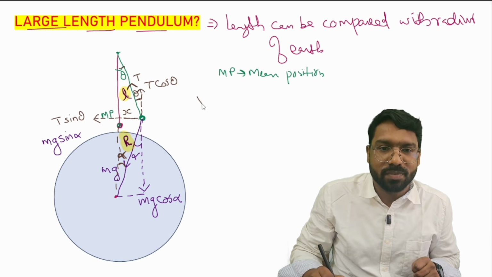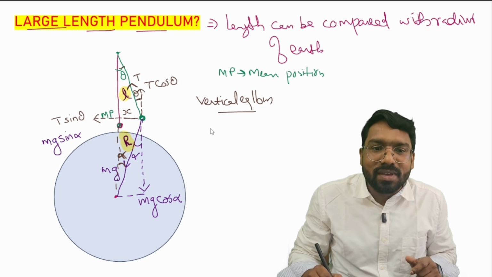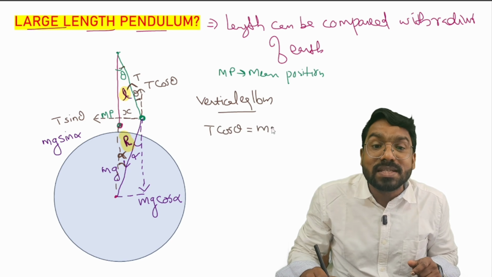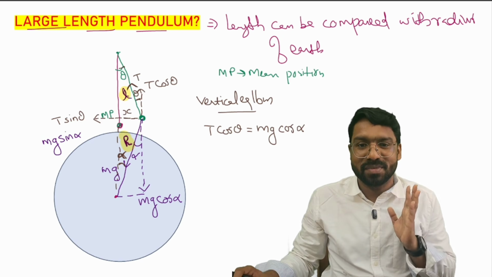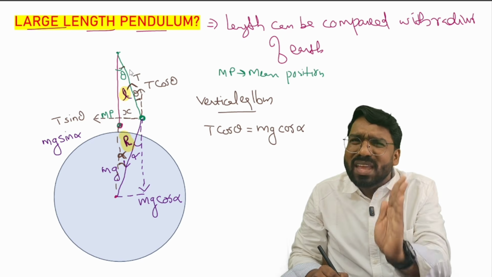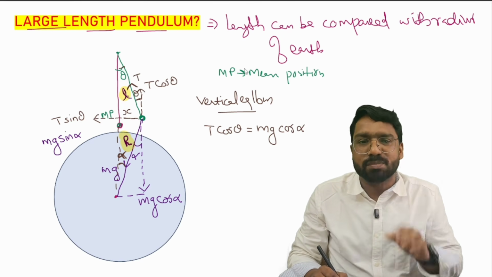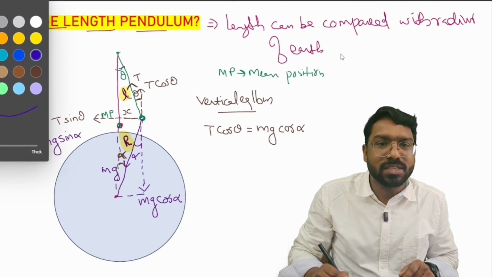Now take the vertical equilibrium condition. What is the vertical equilibrium condition? T cos theta balances what? mg cos alpha. T cos theta balances mg cos alpha. Do you agree? And you know, the pendulum is very slightly displaced, so theta will be very small.